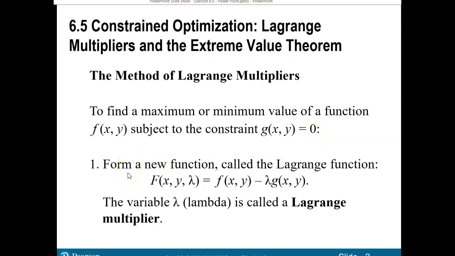All right, so our first step is to form a new function called the Lagrange function. We'll call it capital F. It has variables x and y as the original, but we're going to add a third variable, lambda. This function is established by taking the original function f of x y, subtracting lambda multiplied by your constraint equation. So it's the original function f minus lambda times g. The variable called lambda is called the Lagrange multiplier.